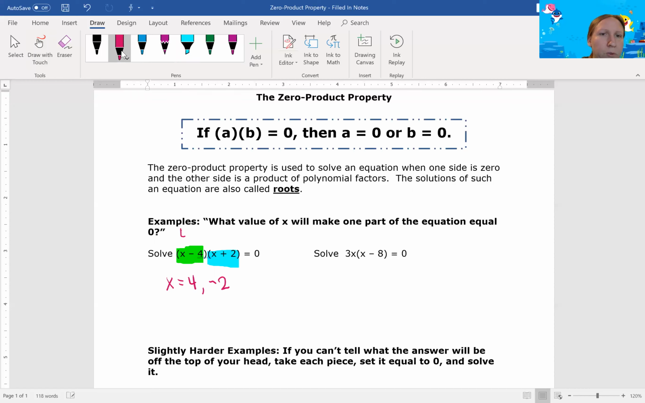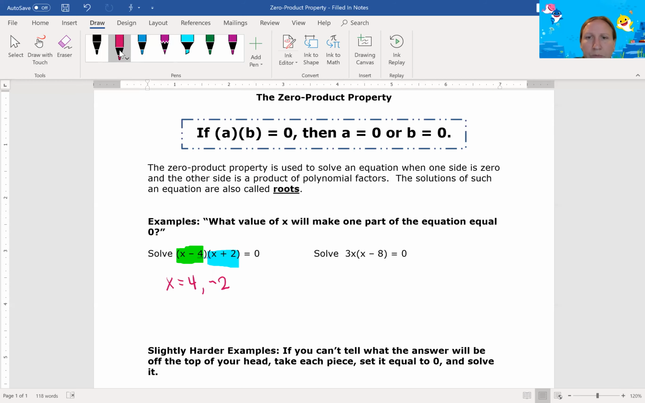Because if we have 4 minus 4 times 4 plus 2, this piece is 6, but this piece is 0, so 0 times 6 is 0. If we have negative 2 in there, we'd have negative 2 minus 4 times negative 2 plus 2. This first part will be negative 6, but this one will be 0. So negative 6 times 0 is still 0. So we're just focusing on each of the parentheses one at a time and saying what would x be to make that parenthesis become 0.